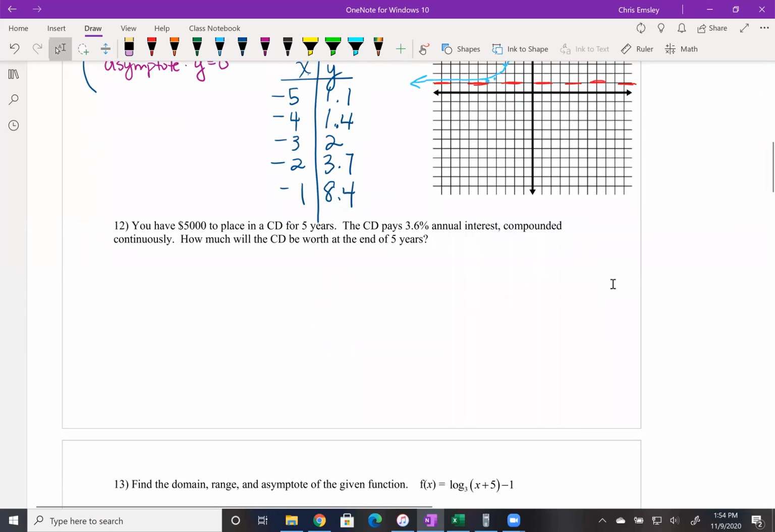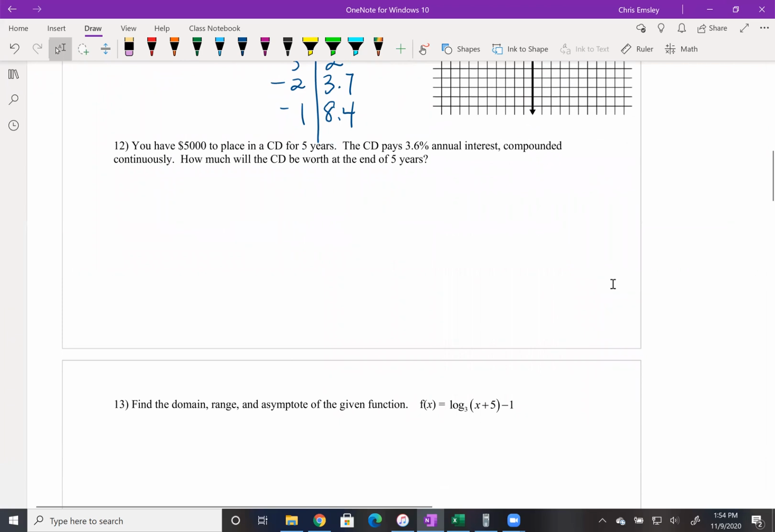Number 12 says you have $5,000 to place in a CD for 5 years. A CD is a special savings account. A CD pays 3.6% annual interest compounded continuously. How much will the CD be worth at the end of 5 years? So here are our magic words: compounded continuously. That tells us which interest formula to use.